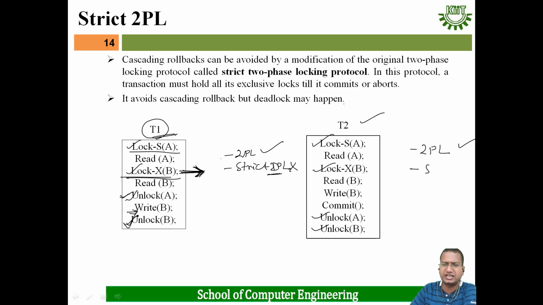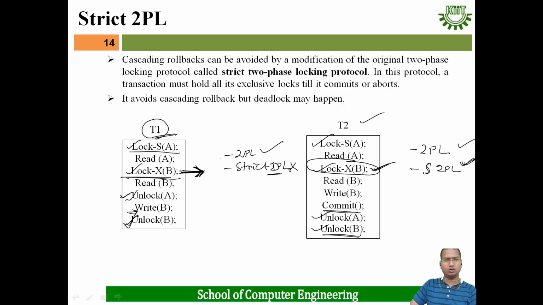Then we have to see strict two-phase locking protocol. For strict two-phase locking protocol, we have to see the exclusive lock. Lock X on B is the only exclusive lock. This exclusive lock can be released only after execution of the commit operation. Here commit has been executed, then it has unlocked B. That means strict two-phase locking protocol is maintained in this case.